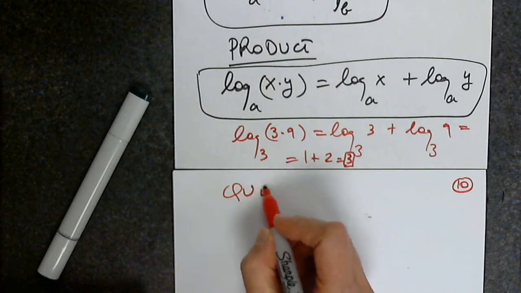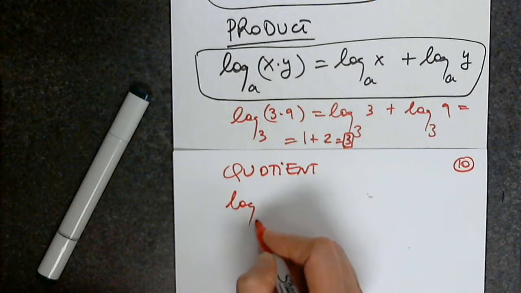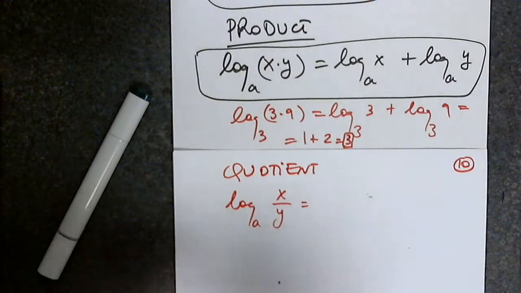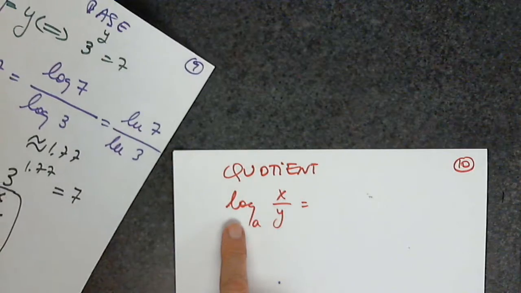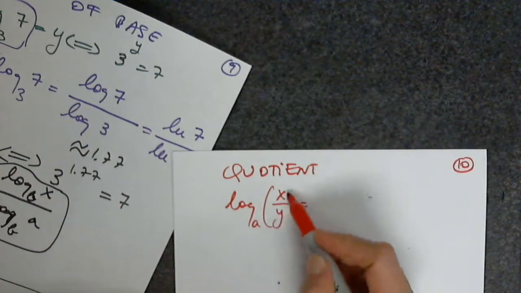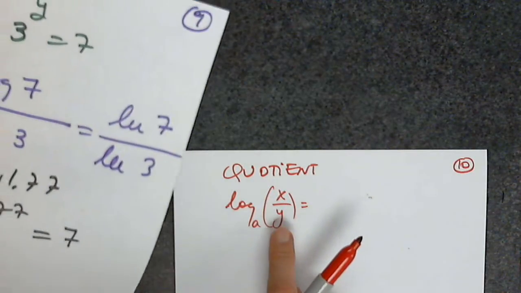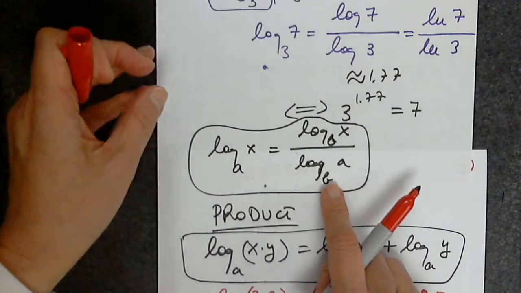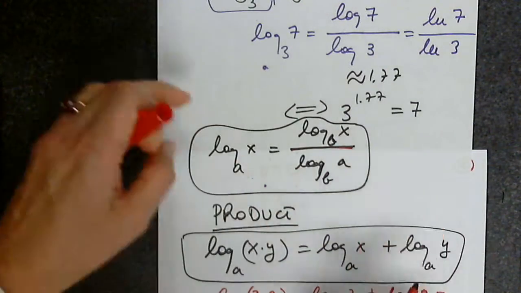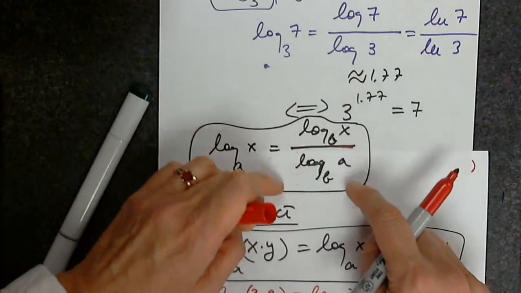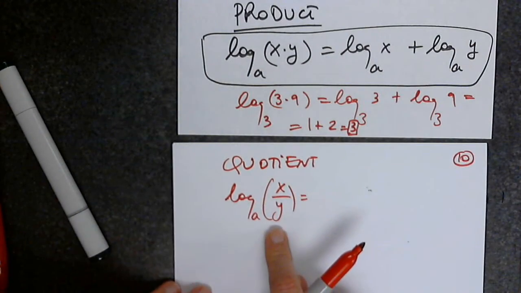Quotient rule. So, log base a of a quotient. Please observe something. This is log applied to a ratio, not ever to be confused with this, which is a ratio of 2 logs. This is a ratio of 2 logs. This is not that. This is log applied to a ratio.